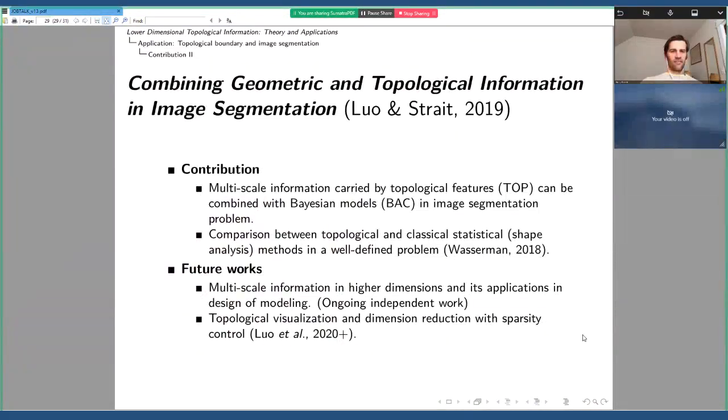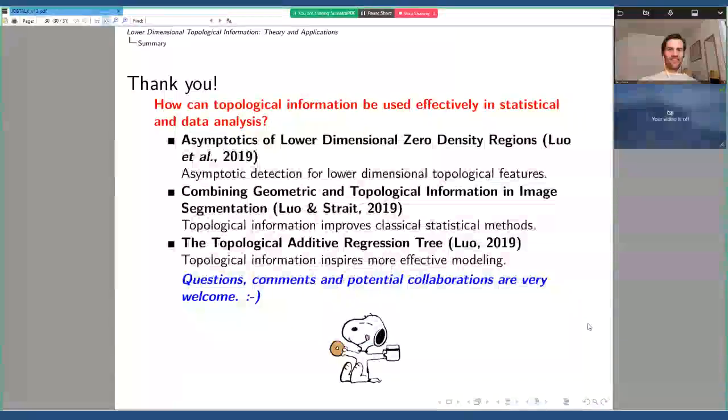In the future, I will keep looking at the multi-scale information in higher dimension and its application in the design of modeling. Also, an ongoing work is focusing on dimension reduction using the topological method with sparsity control, which I co-author with one of our audience today, Michael, and we got pretty interesting results in that.